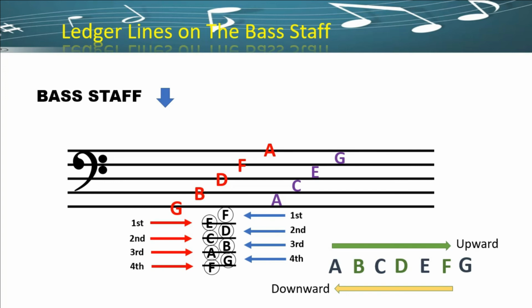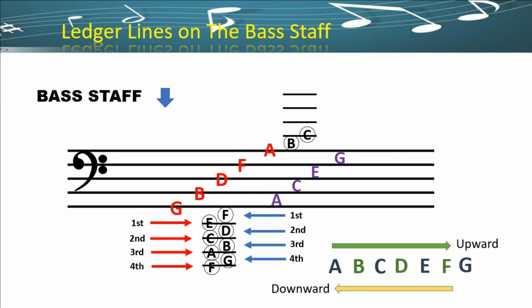Now for the ledger lines above, we are going to have them in this order again, starting from the first ledger line to the fourth: first, second, third, and fourth. Now if we want to name them, for that space we are going to have a B, then followed by C, because we are going upward. We had an A, which was our last line on the staff. Then the space there will be B. Now that C we are seeing, which is the first ledger line, is the same as the middle C. Let's not forget, it's the same as the middle C.